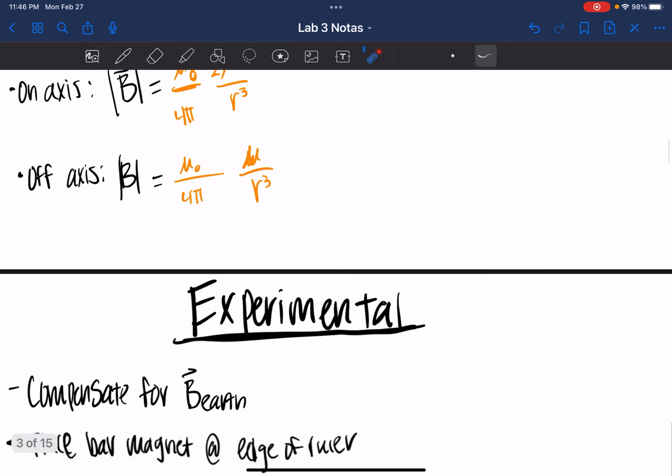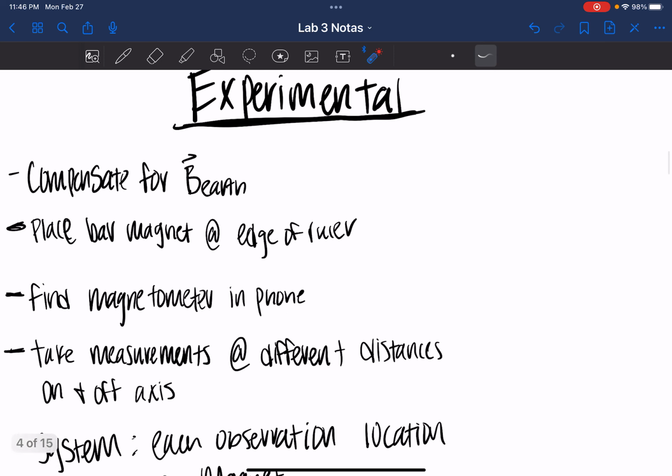The experimental procedure was that we had to compensate for the magnetic field of Earth, so we aligned the phone so that the Y component was 0. Then we placed the bar magnet at the edge of a ruler that we had aligned underneath, basically parallel to the phone in its width.